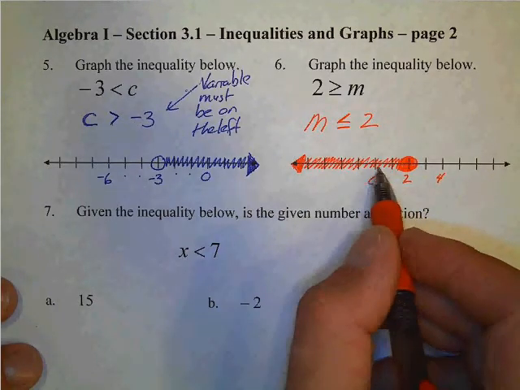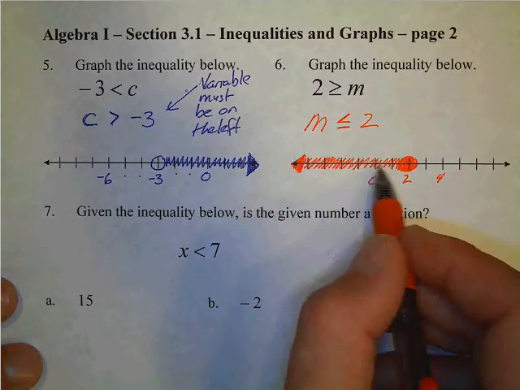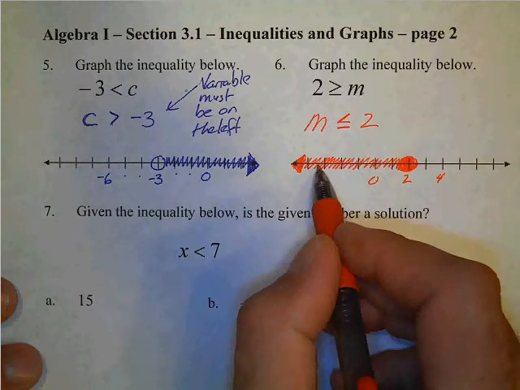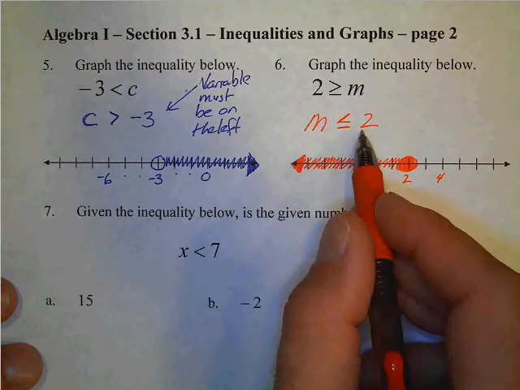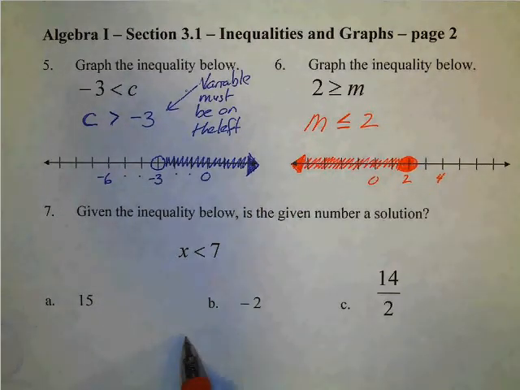So all the solutions are what is less than 2. So 0 is less than 2. It's a solution. -5 is less than 2. It's a solution as well. So all of those numbers are solutions.